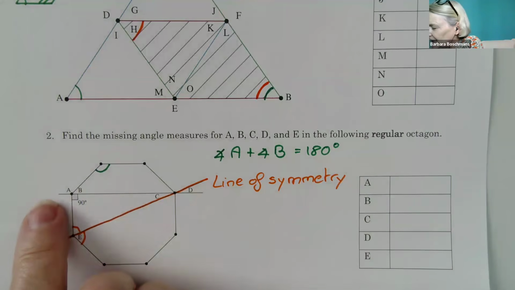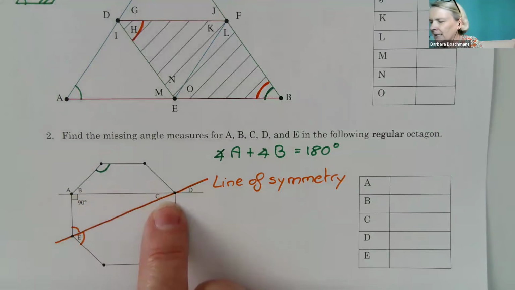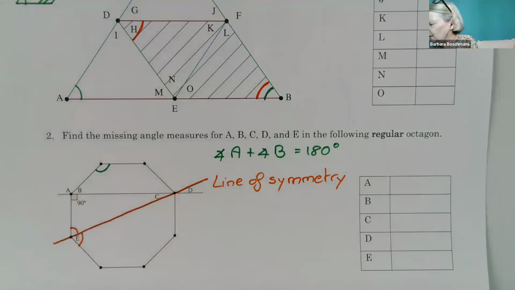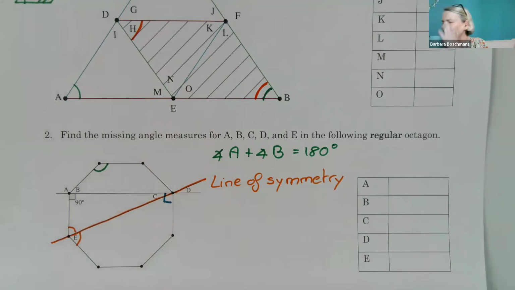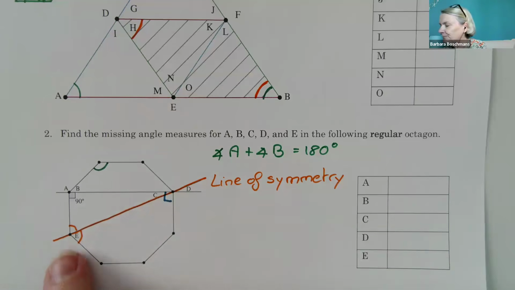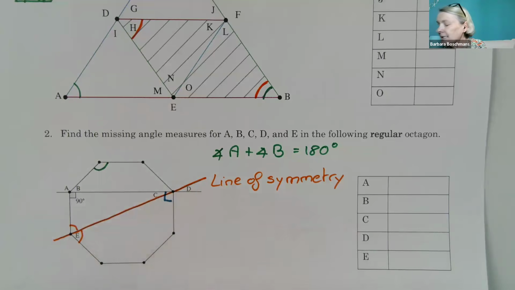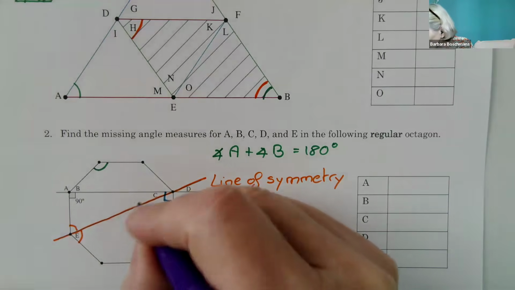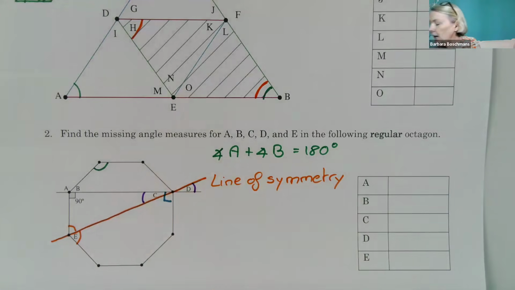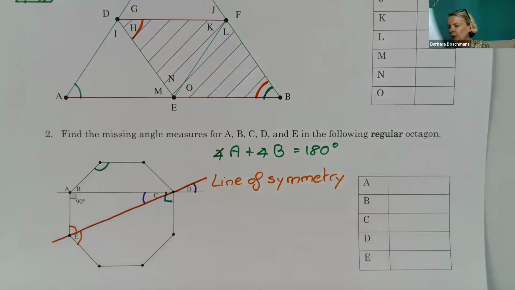Also, this line that's up here that makes a 90-degree angle also makes a 90-degree angle over here on the other side. We should know a little bit about the opposite angles here. So you should be able to figure out C, and then C and D. C and D are opposite or vertex angles, and they will also be the same. Go ahead and figure out those angles in this table.